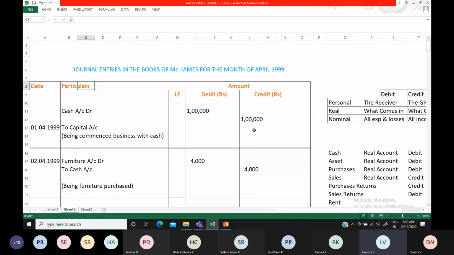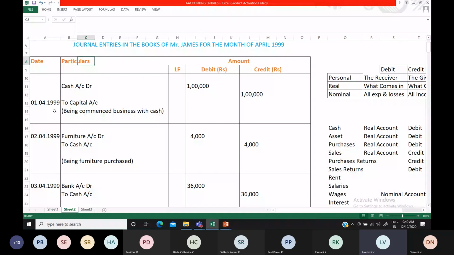So it should get tallied. Here one amount, we should not give like that. So you should take care of that. And next, if you say on 1st April, it means the date has to be mentioned in the date column compulsorily, if they give any particular date, and you have to make the entry.